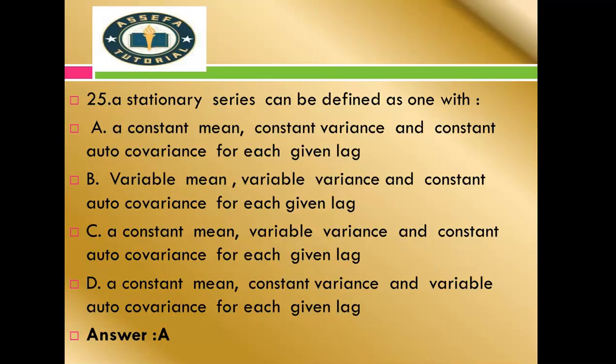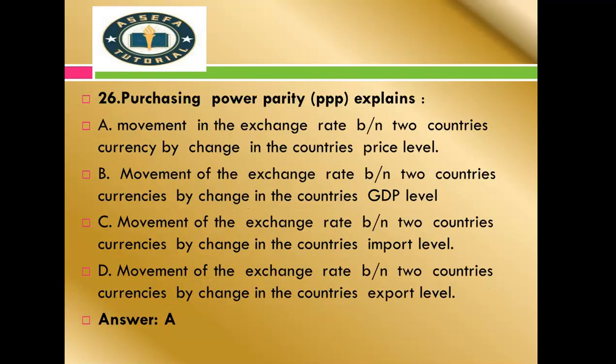Question number 25: a stationary series can be defined as: A, one with a constant mean, constant variance, and constant autocovariance for each given lag. B, variable mean, variable variance, constant autocovariance for each given lag. C, a constant mean, variable variance, constant autocovariance for each given lag. D, constant mean, constant variance, variable autocovariance for each given lag. So the correct answer for this question is A. Good.